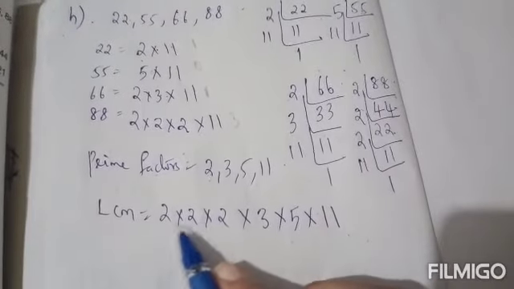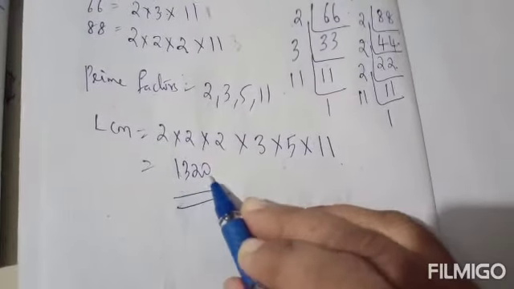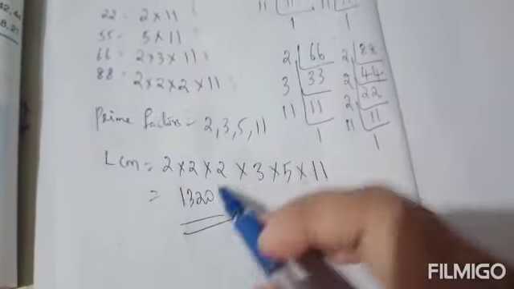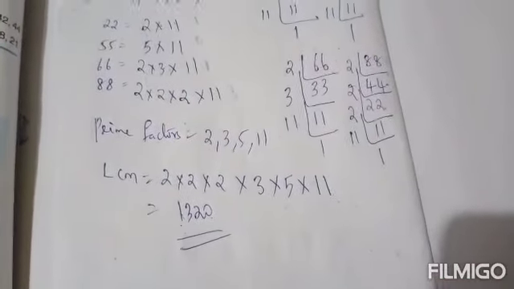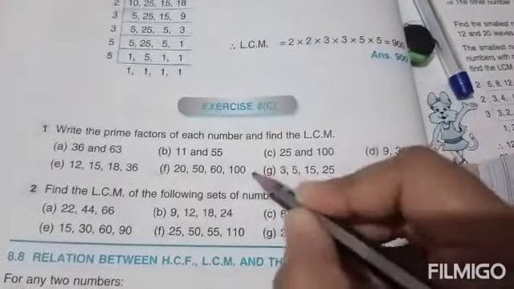So the LCM will be 2 into 2 into 2 into 3 into 5 into 11. It is 1320. LCM of 22, 55, 66 and 88 is 1320. Do first question F and G as homework.